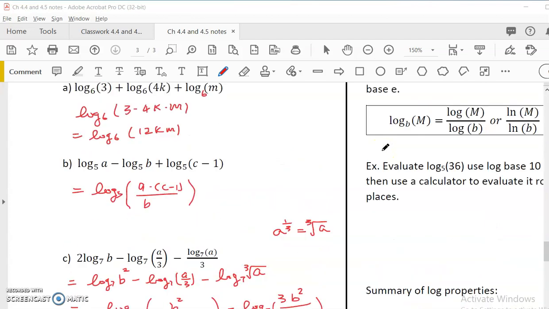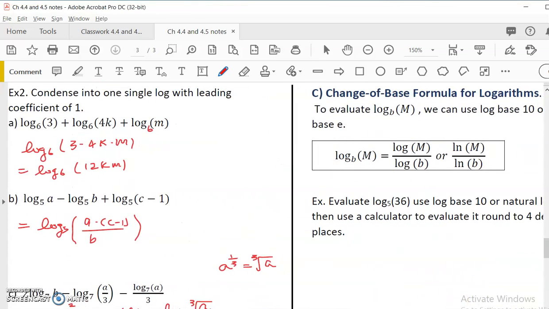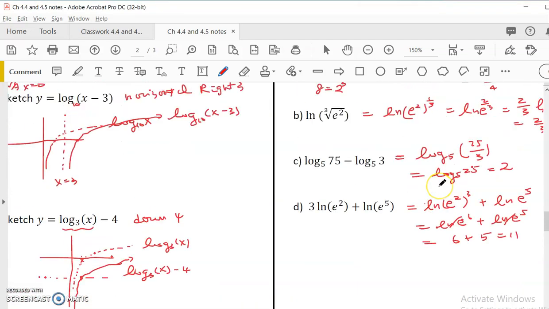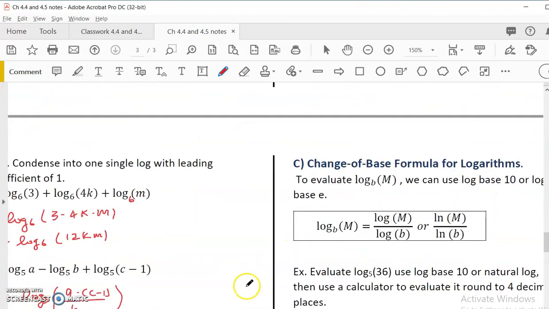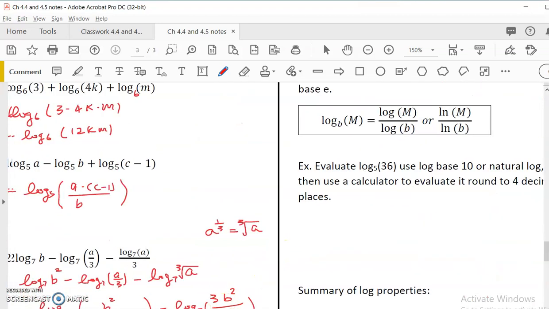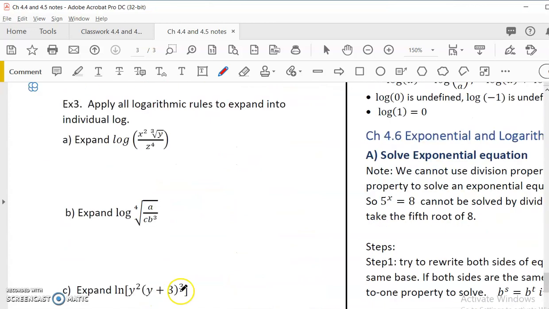A summary of the log properties: if I have a log with m and n multiplied inside, I can split them into addition. If I have m divided by n, I can split them into subtraction. If I have an exponent, I can move the exponent out as a coefficient. In the last example, we combined logs into one. Now we are expanding one. You will need both of them for getting into calculus, so this is an important skill.